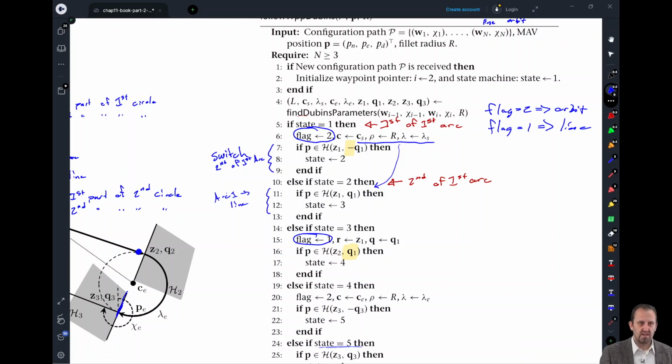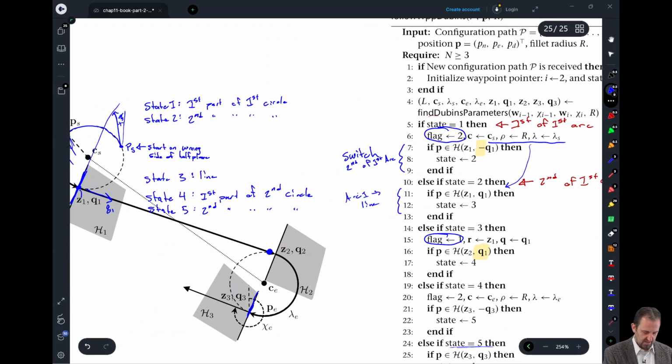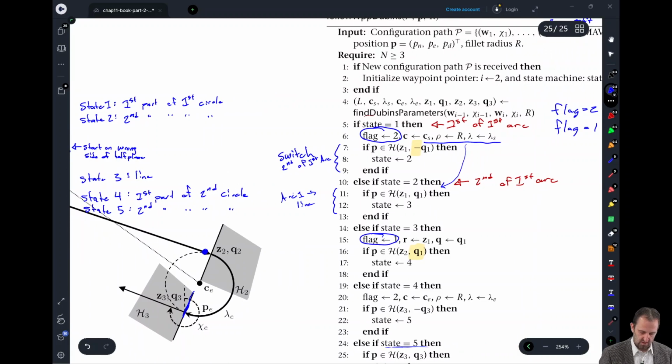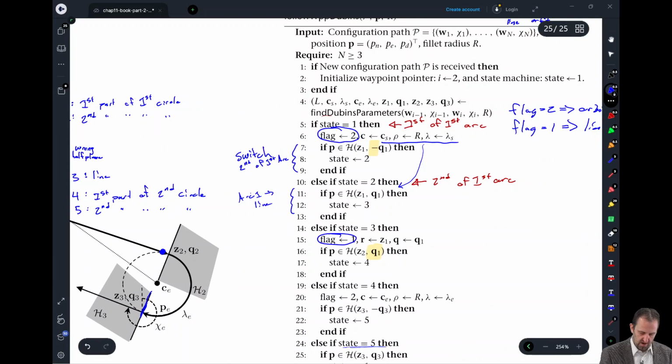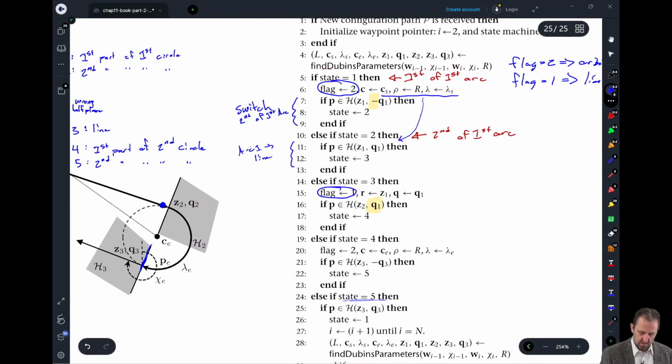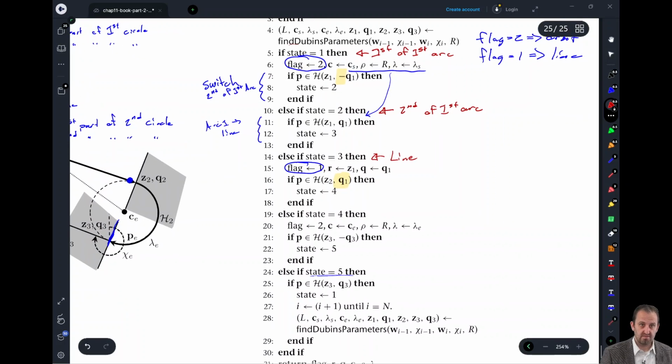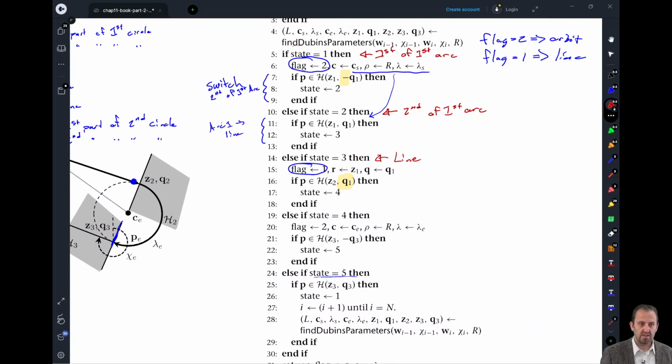Now we're looking at our normal switching conditions that we've already been defining, and if we are there, then we'll switch to the line. Then our state 3 is if we're in the line. Flag 1 is indicating again that we're in the line. And then our R and Q values are the parameters that we defined the line with. This is exactly why we say that R is defined as Z1.